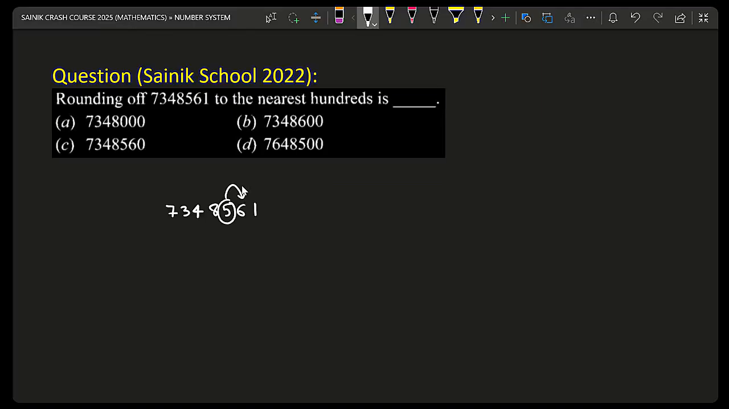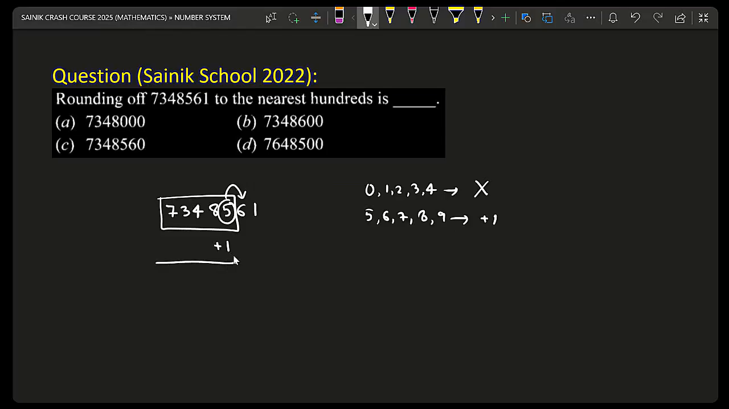Okay, very good. So, what is the next place? Sir, tens place. What is there in the tens place? Sir, 6. So, 6 means what should we do? Sir, add 1 to 5. That means if the next digit is 0, 2, 3, or 4, don't change anything. But if the next digit is 5, 6, 7, 8, 9, what do we have to do? Add 1. So because the next digit is 6, we add 1 to this number, right? Yes, sir. What will you get? Sir, 7, 3, 4, 8, 6.